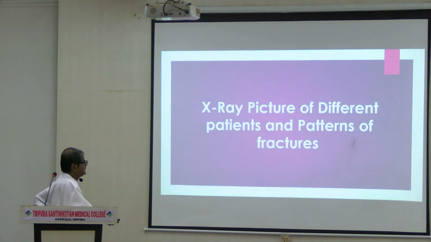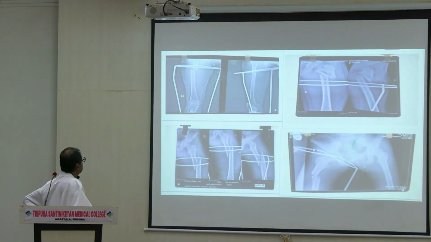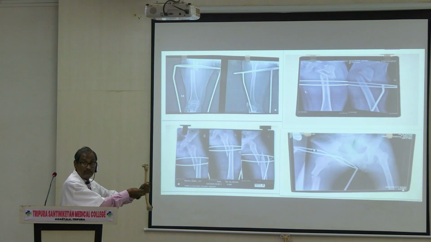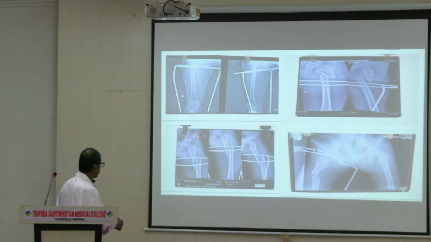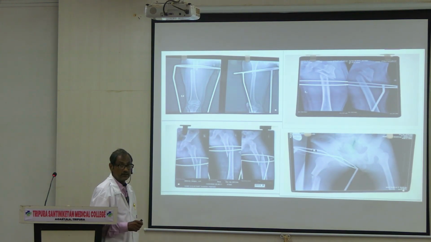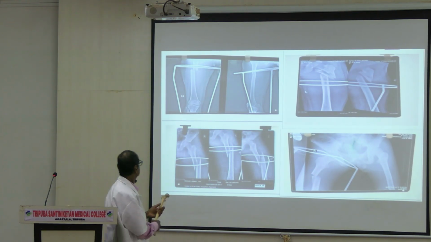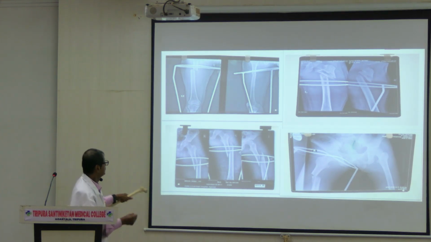X-ray pictures of different patients. I will show you some patterns of fracture. You see, this is a transverse fracture, and this is a Thomas splint. The patient came with a Thomas splint. This is a transverse fracture. This is a spiral fracture, which occurs by rotational force. Rotational force means like this. This transverse fracture is by bending force.